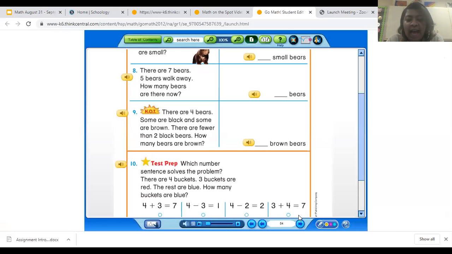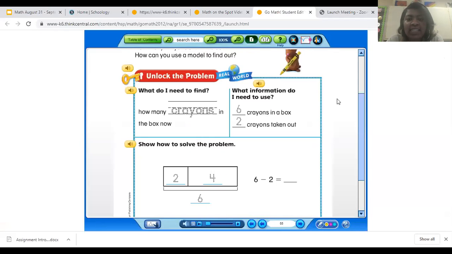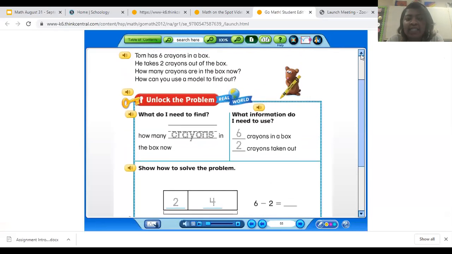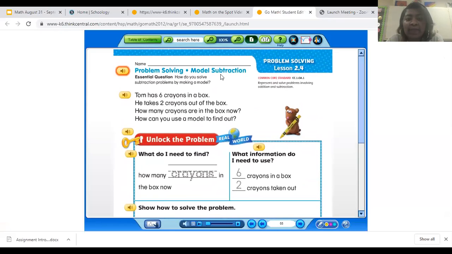All right, I am turning my page to page 65, and page 65 looks like this. There's a space for you to write your name, your first and last name. Make sure you know how to spell it, and make sure that you put a little bit of space between your first and last name, and we're going to get started.